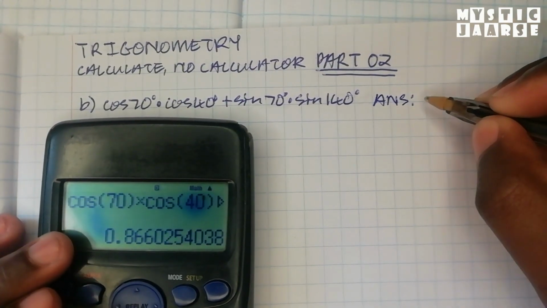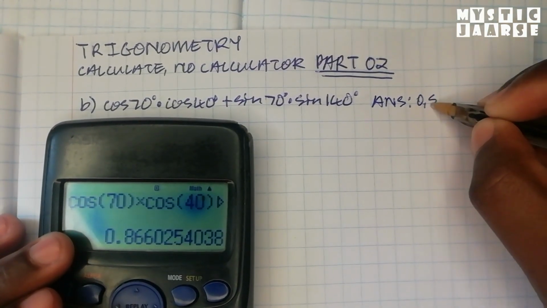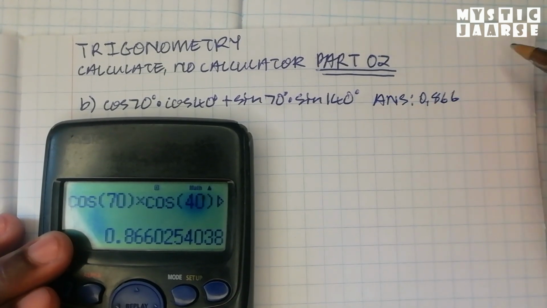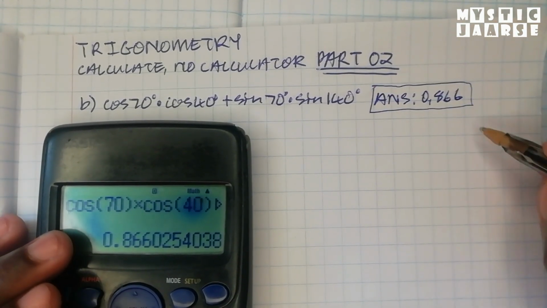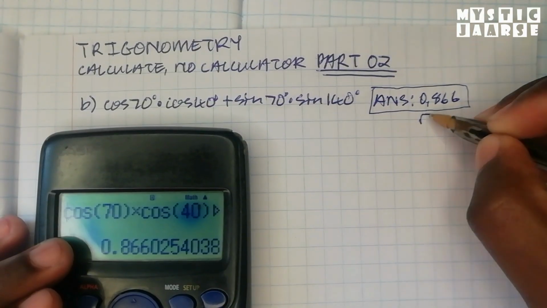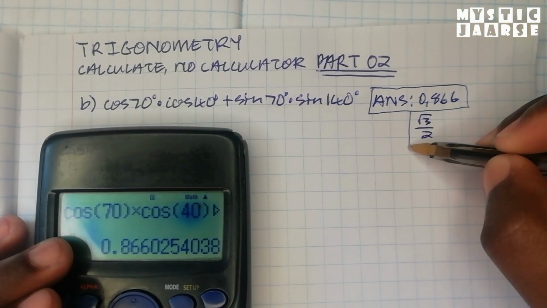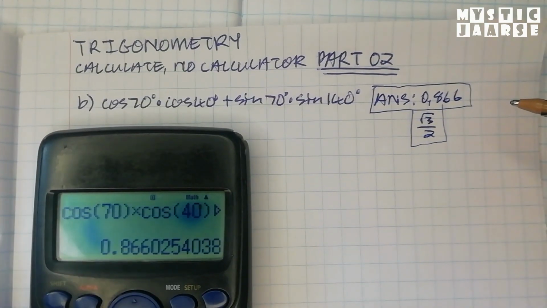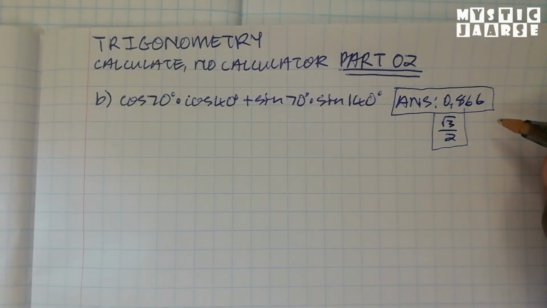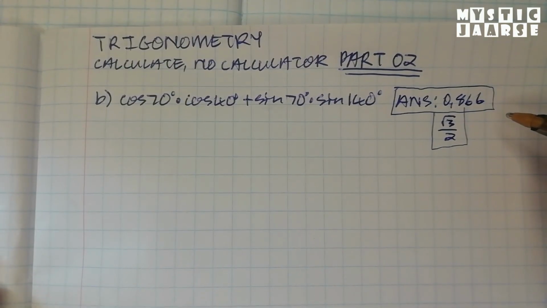The answer that I get is 0.866. This decimal is actually square root of 3 over 2. So the answer that I should get should be square root of 3 over 2. This is only for checking whether or not you got your calculations correct.